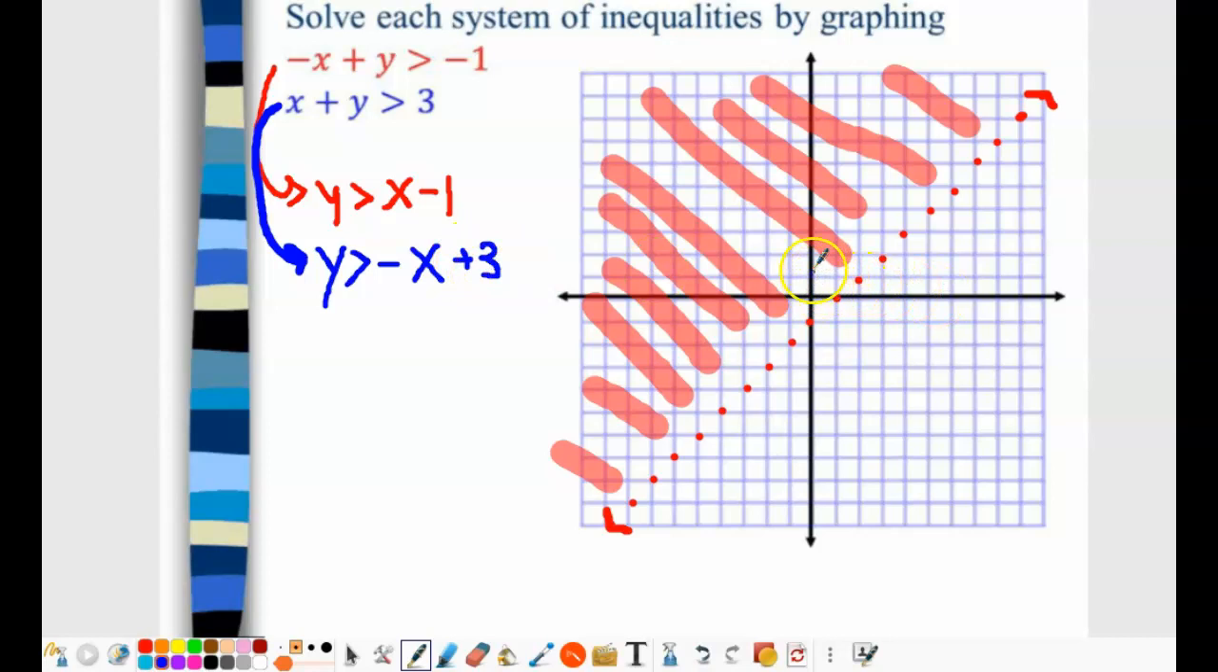So my y-intercept is at +3. My slope is -1. So this graph is going down 1 and right 1, or up 1 and left 1. It is also dashed, which means solutions do not come from the line. The y values are greater than, which means we shade above.